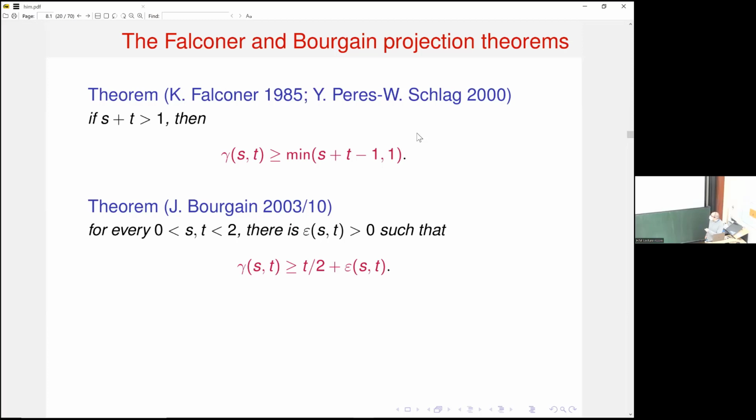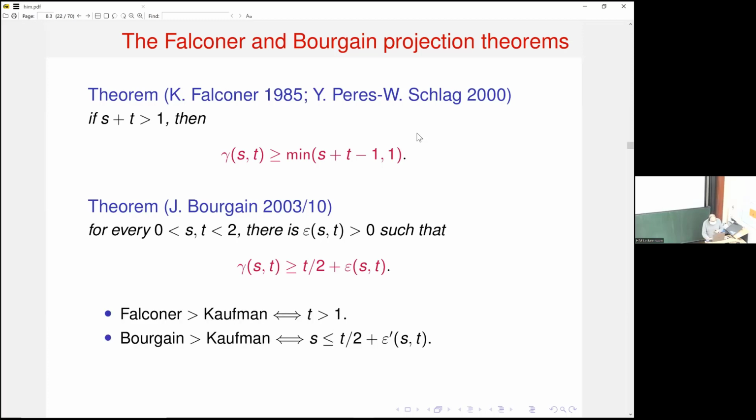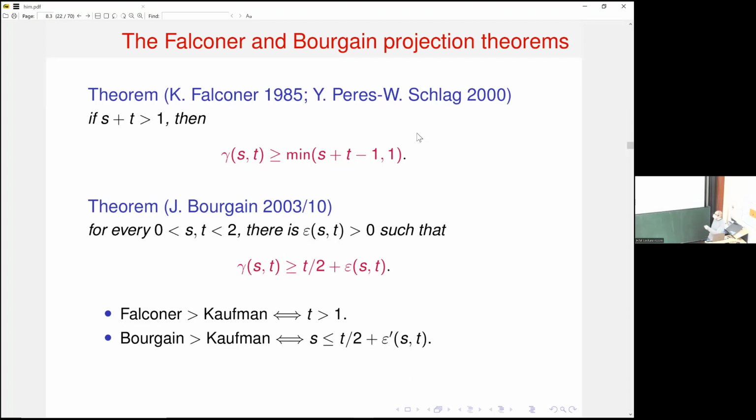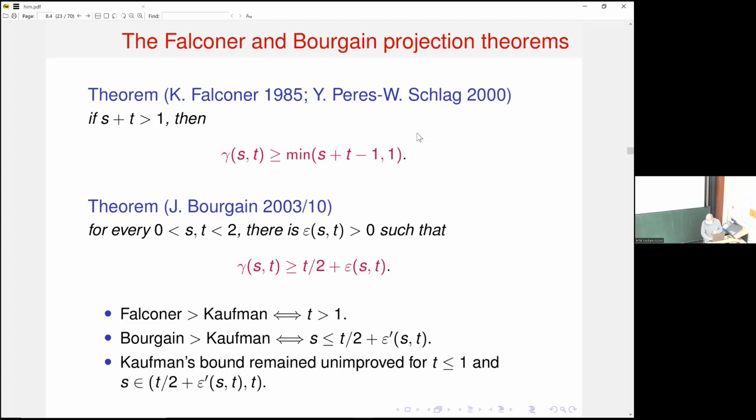Okay, so this is better than Kaufman if S is at most T/2 plus some little epsilon that is not the same epsilon, but depends on this epsilon, right? Because Kaufman gives S here. So when this is bigger than S, this is better than Kaufman. So we have these two results, which are each of them significant for many reasons. And they each improve upon Kaufman on sort of different regimes, but still there is a very large region in the middle where Kaufman remained the best bound.